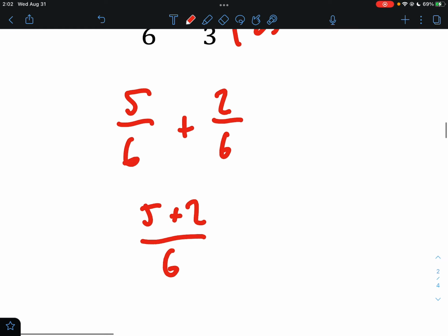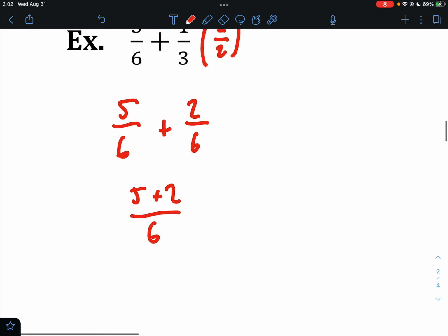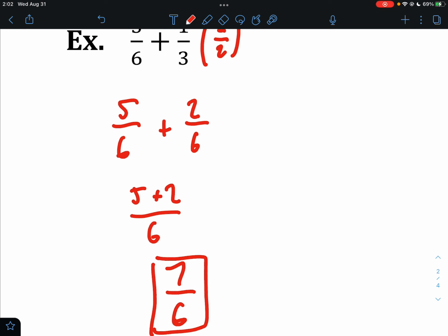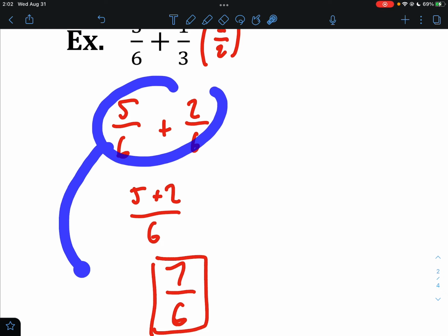And then finally, we can add like terms here on the numerator to get 7/6. Most people would be fine skipping this step. You can go from here to there.